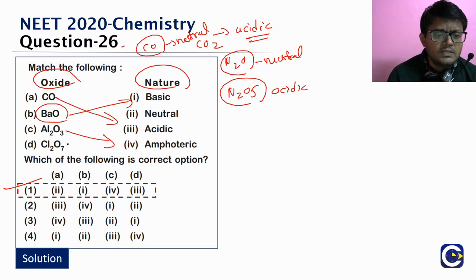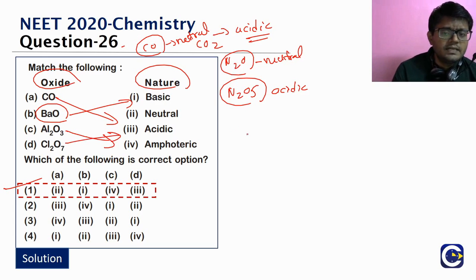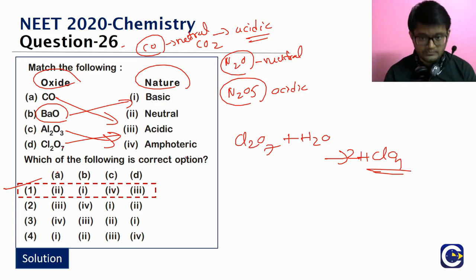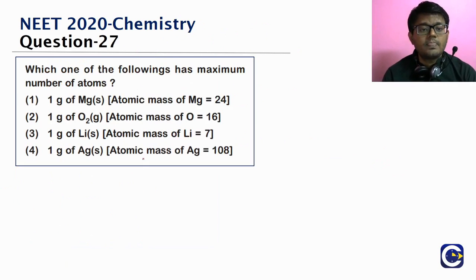Then Cl2O7. What is Cl2O7? It is the anhydride of perchloric acid. When you dissolve this in water, we get HClO4, perchloric acid. So Cl2O7 is acidic in nature. So what is the correct match? A is matched to 2 and B is matched to 1. C, aluminum oxide, is amphoteric, matched to 4. And D, Cl2O7, which is acidic, is matched to 3. So the correct answer is option 1.